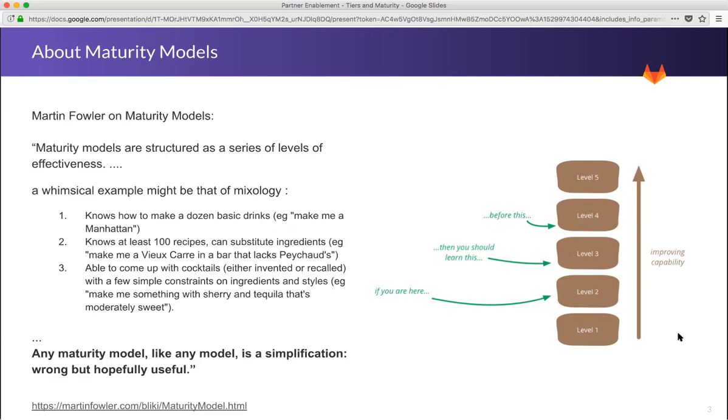He quotes very well that any maturity model, like any model, is a simplification. And that's the key to keep in mind here. The simplification is valuable, hopefully, but we know it's wrong. So keep that in mind. It's never going to be 100% or it would be the real thing, but it helps guide us in the right direction.